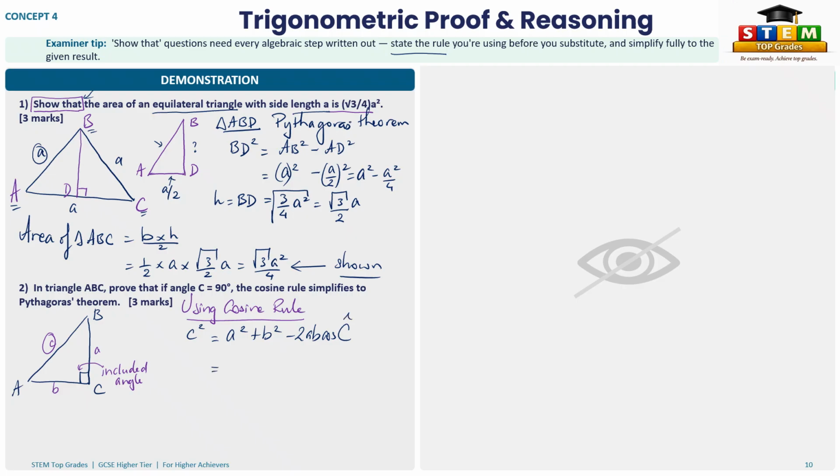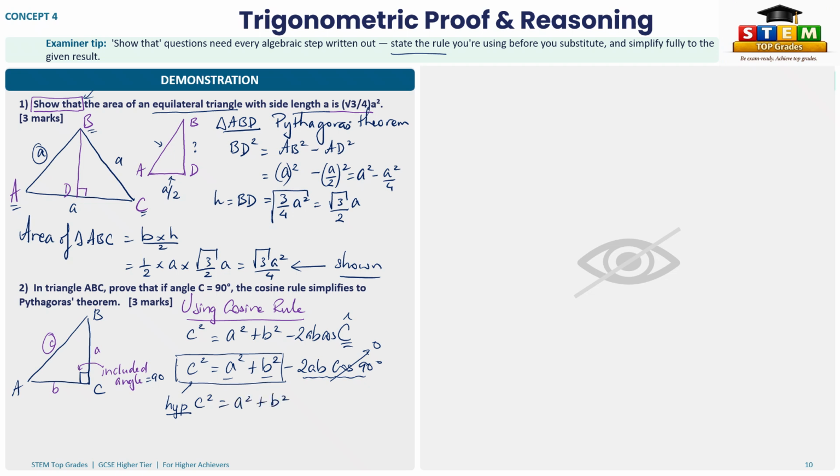Okay, so a squared, we don't need to substitute anything, just use the letters as they are. Now C, you can see C is 90 degrees. So cos of 90 degrees. Now cos of 90 is in fact 0. So the whole term becomes 0. So c squared is the hypotenuse, it's the longest side, and this is the other sides added together. So this ends up being the answer, c squared equals a squared plus b squared.